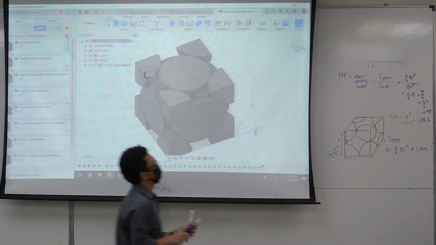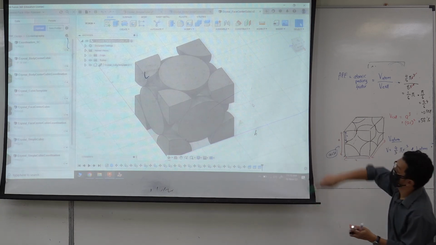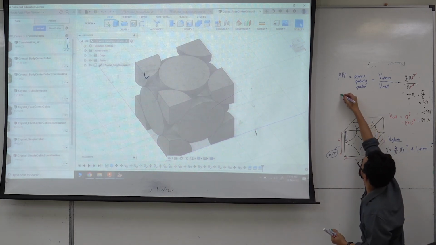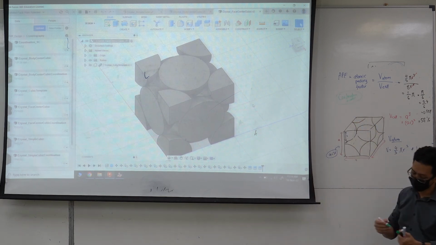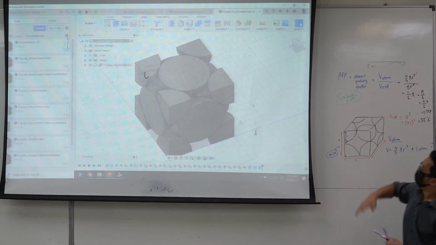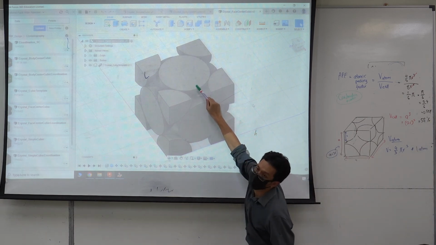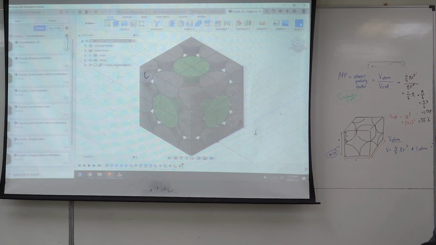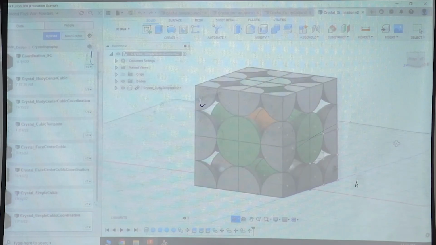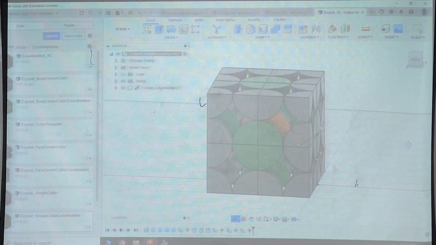One thing that you need to know apart from the APF, when you talk about this thing, is also the coordination number. Coordination number is how many atoms are touching this one. For example, let's take the simple cubic. So if you look at this picture, you can see this is what we call the simple cubic.